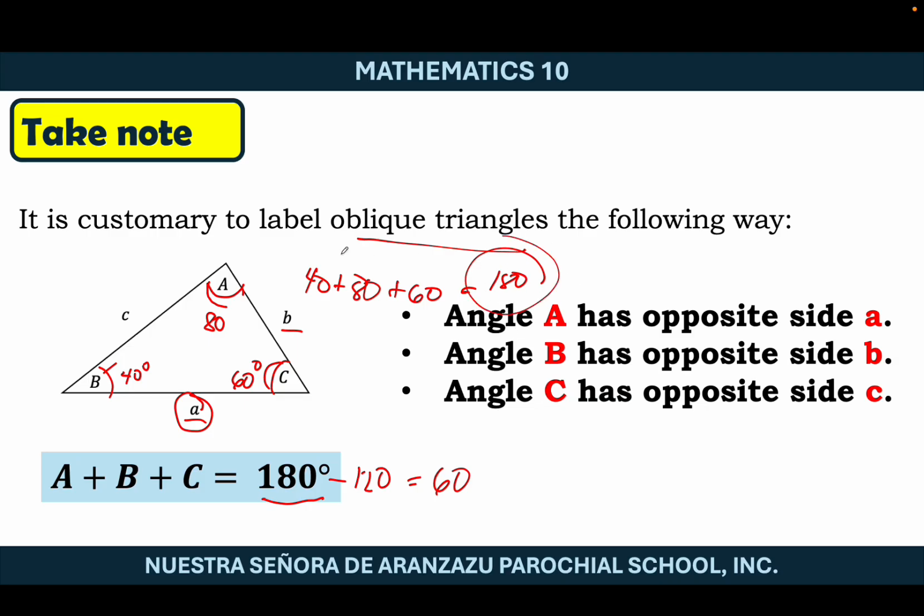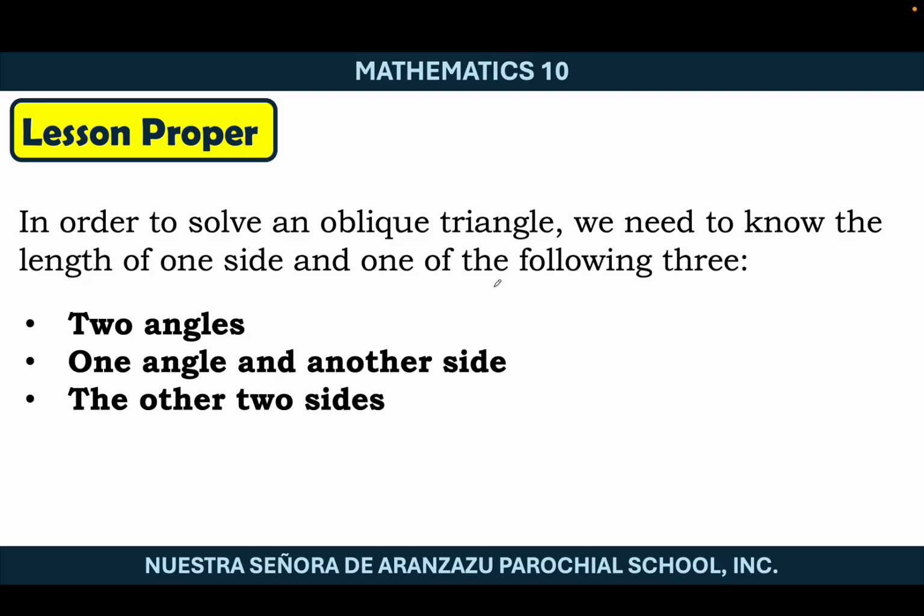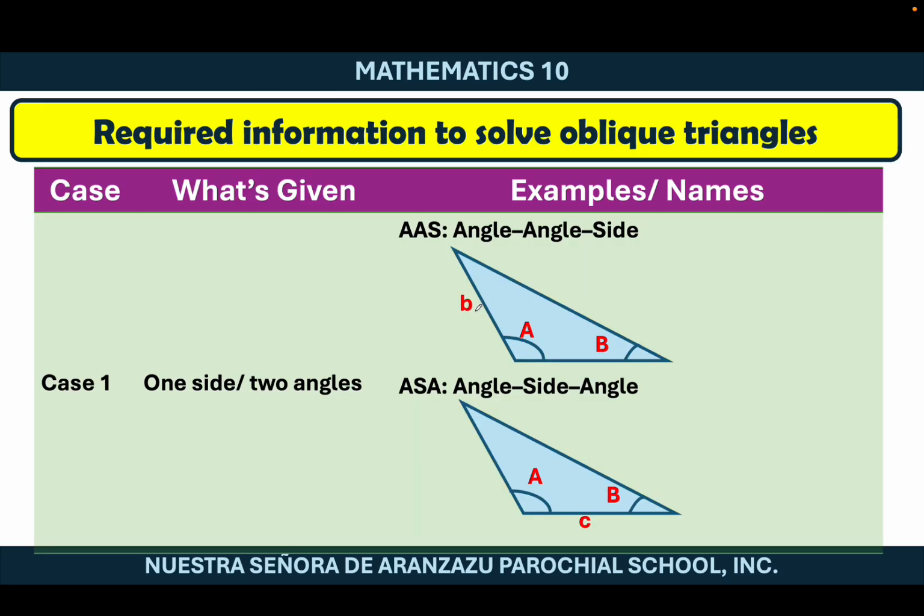So always, whether a right triangle or an oblique triangle, the sum of the interior angles in a triangle is equal to 180 degrees. Now, in order to solve an oblique triangle, we need to know the length of at least one side. Given one side and two angles, or one angle and another side, and the two other sides. From that, we can have the following cases.